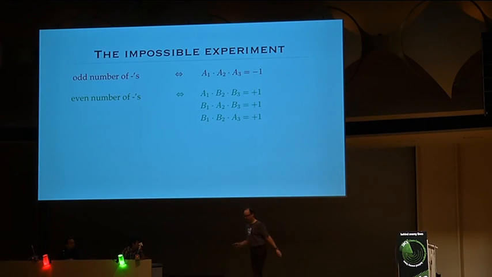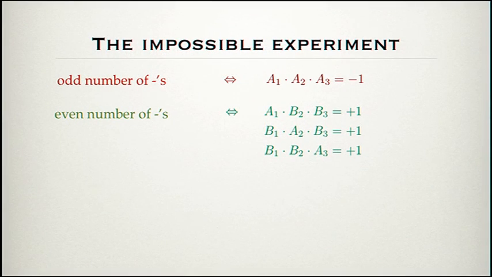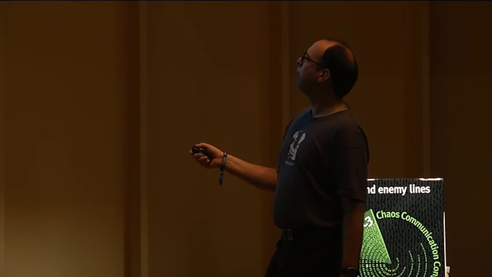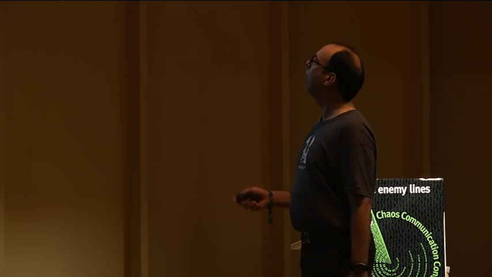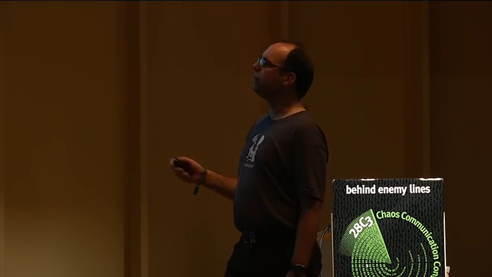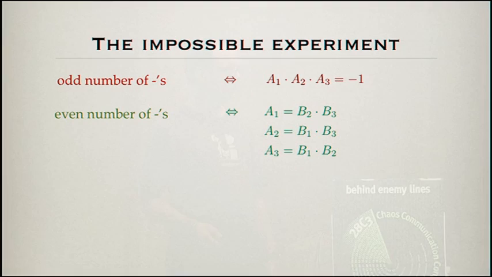Okay, so let's formalize this. Now comes the math. When I measure three A's, I have an odd number of minus signs. So if I call the variables A1, A2, A3, this just means that the product A1 A2 A3 is minus 1. And similarly, for an even number of minus signs, the product of one A and two Bs is plus 1. That's what I just said, or in the other two combinations. Now if A1 times B2 times B3 is plus 1, and everyone is either plus or minus 1, I can say that's the same as A1 being the product B2 times B3. Either A is plus, then the product has to be plus, or A is minus, and then the product has to be minus. That's pretty trivial, right?